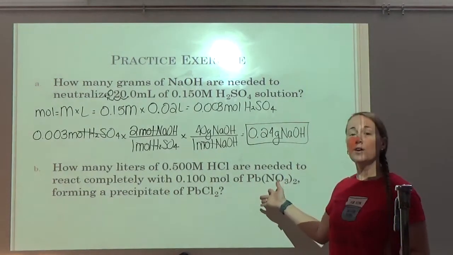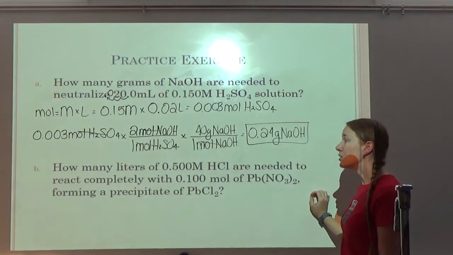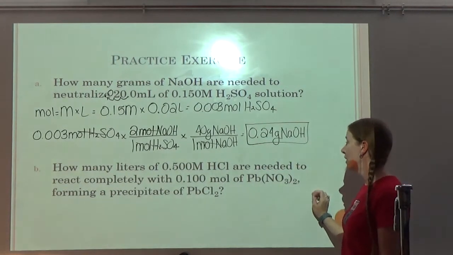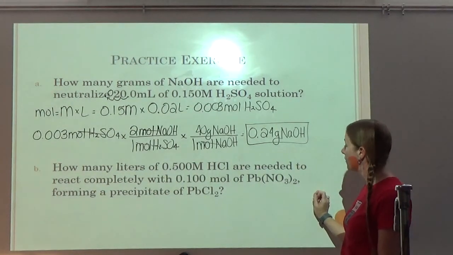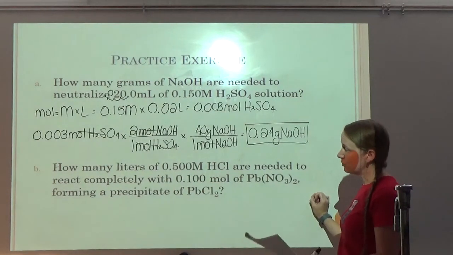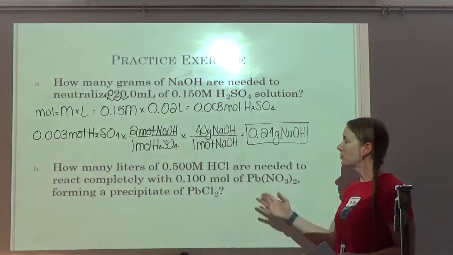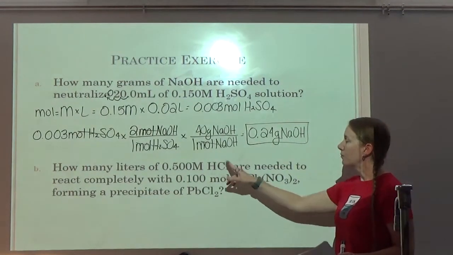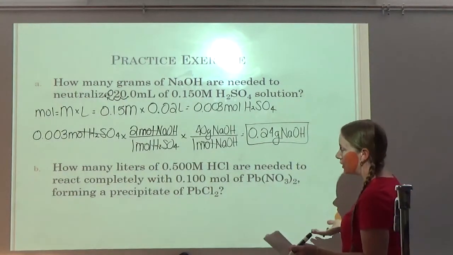Okay, if you haven't already tried one, at least pause it and try part B. So it says how many liters of 0.5 molar HCl are needed to react completely with 0.1 moles of lead-2 nitrate, forming a precipitate of PbCl2. Okay, so in this case, instead of doing a neutralization reaction, we're trying to form a precipitate between our lead and our chloride ions. That's what we're trying to do here.